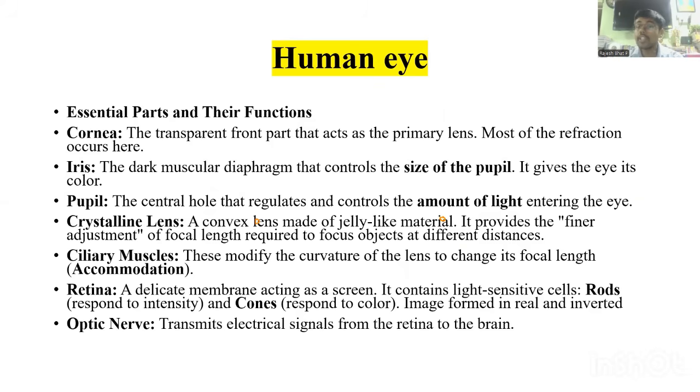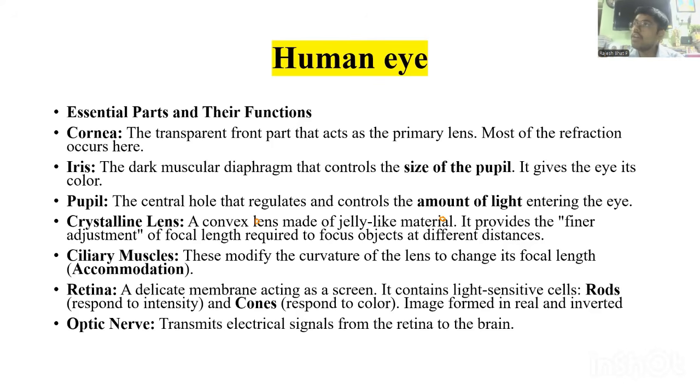How much light should go inside the eye? If you see cat eyes, you can observe it very clearly. Who will decide how much light goes in? The pupil will decide. Lens, you know. Ciliary muscle: what is this ciliary muscle? That is the muscle that will make your lens bigger and smaller. Retina, I told you, is the screen behind. And remember this point: the image formed in the retina is always real and inverted.